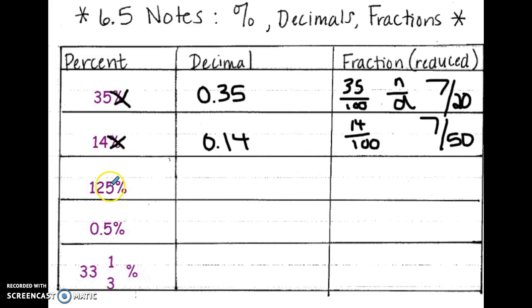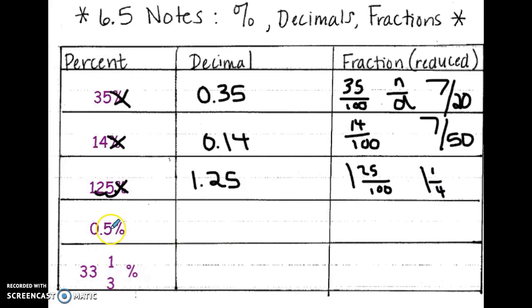Let's be careful with our next one. We have 125%, which is more than 1. If I move my decimal point back 2 places, my decimal is 1.25. How do we write that as a fraction? Well, we have 1 and 25 hundredths. So can I simplify that? Yes. 1 and 1/4.